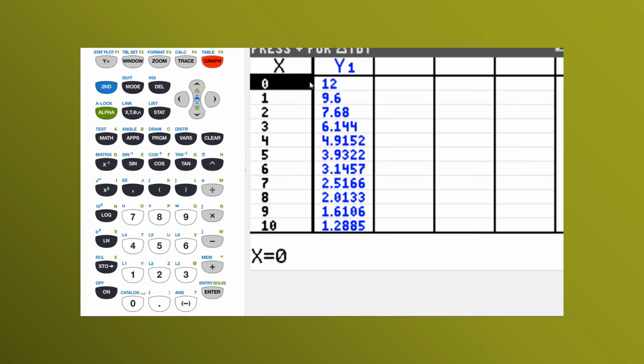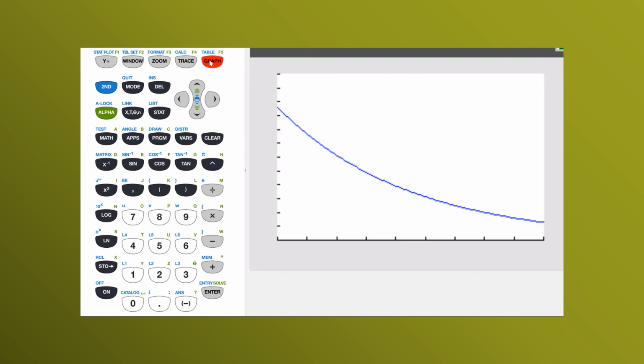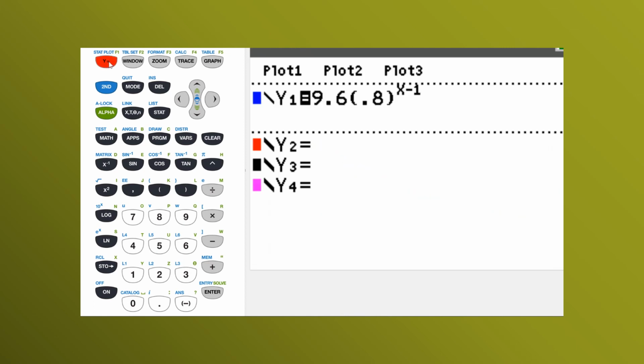All right, so at 0, there's where we dropped it at 12. After the first bounce is 9.6, and we get out here to the 10th bounce, and we're at 1.29 feet, if I round that off to the nearest hundredth, or 1.3 feet. All right, looks pretty good. Go back here and look at our graph again. There we go. We graphed the function 9.6 times 0.8 raised to the power of x minus 1. We have graphed a geometric sequence. How about it?